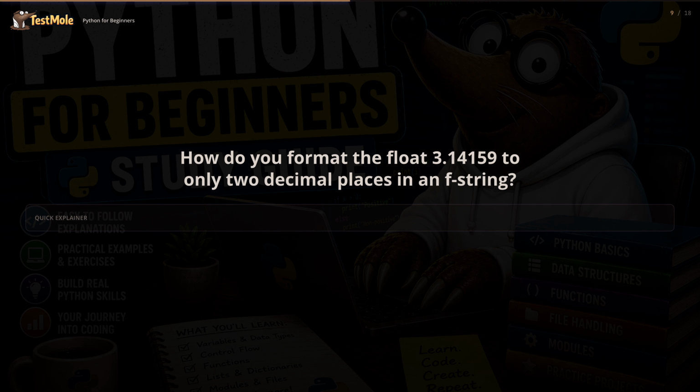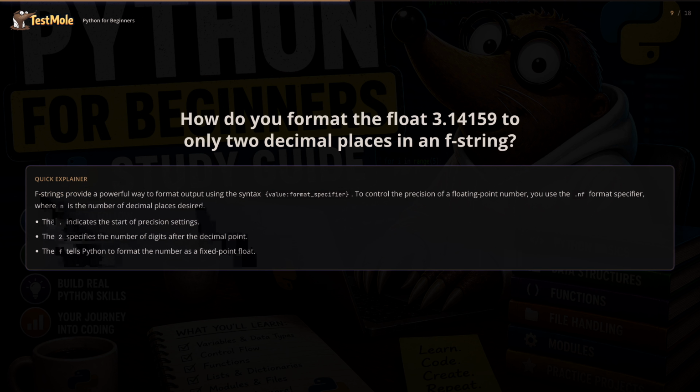How do you format the float 3.14159 to only 2 decimal places in an F-string? F-strings provide a powerful way to format output using the syntax {value:format_specifier}. To control the precision of a floating point number, you use the .nf format specifier, where n is the number of decimal places desired. The colon indicates the start of precision settings. The 2 specifies the number of digits after the decimal point. The f tells Python to format the number as a fixed point float.